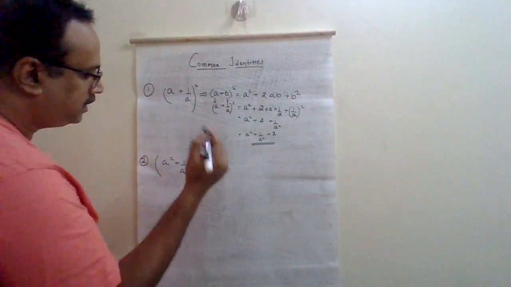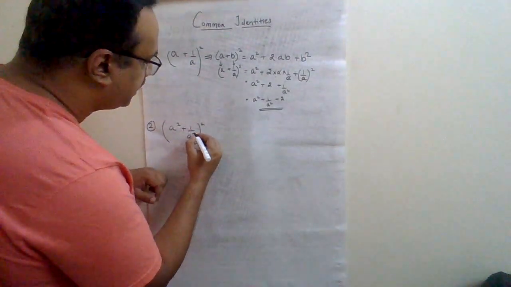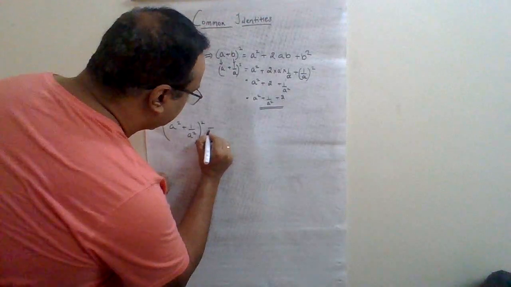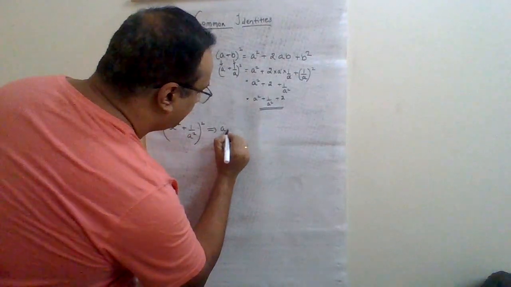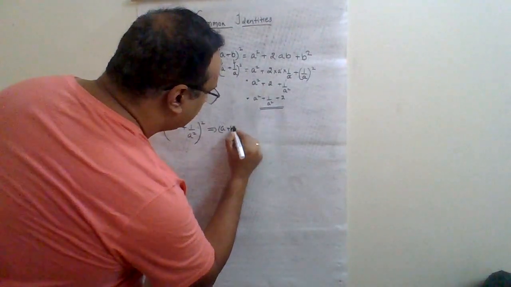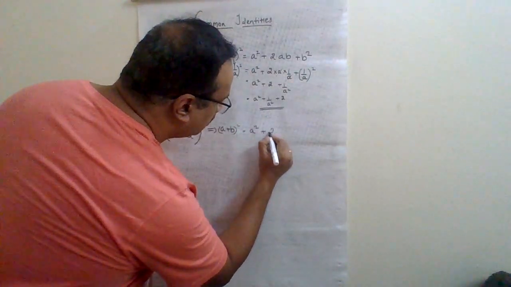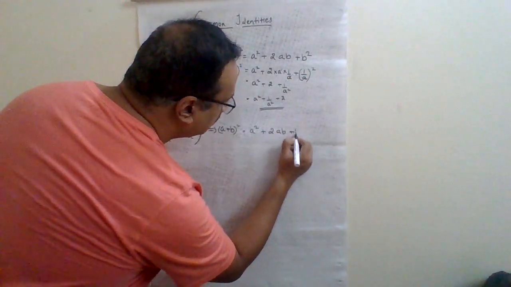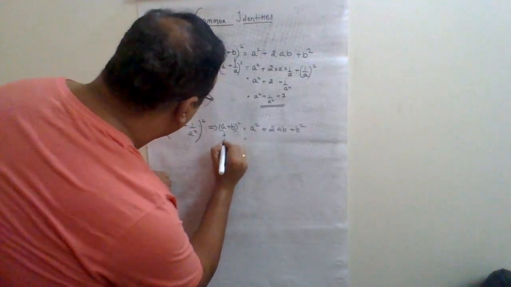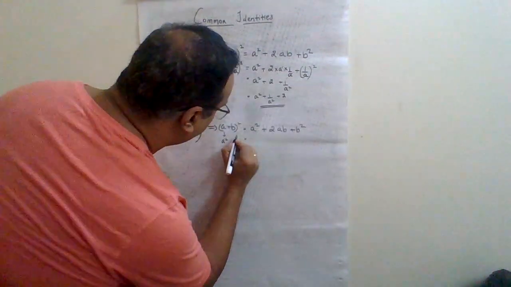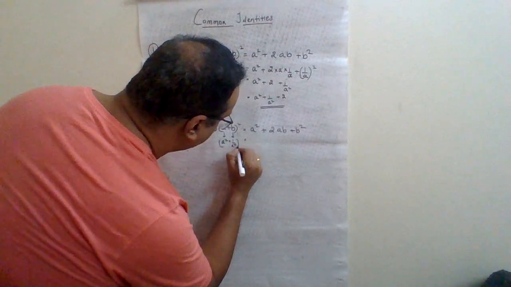Okay. Now next, let us go to the next sum. What is the next sum stating? A squared plus 1 by a squared the whole squared, right? So this one is in the formula of a plus b the whole squared. Let us write down the formula. A plus b the whole squared is equal to a squared plus 2ab plus b squared. Okay, so let us substitute a as a squared, b as 1 by a squared. Okay, so this is how it is coming.